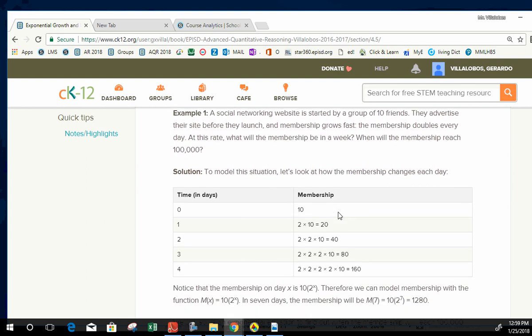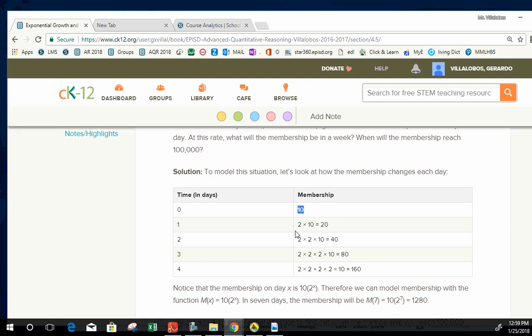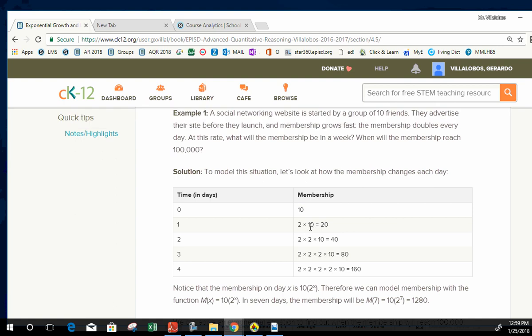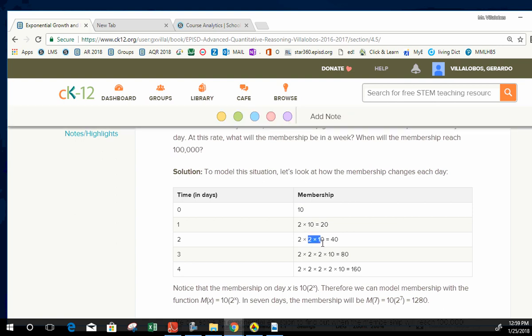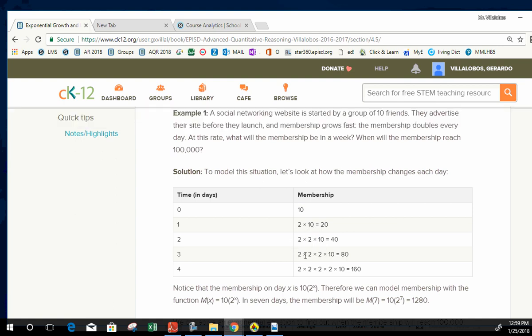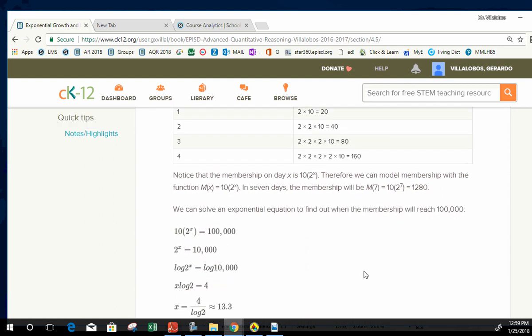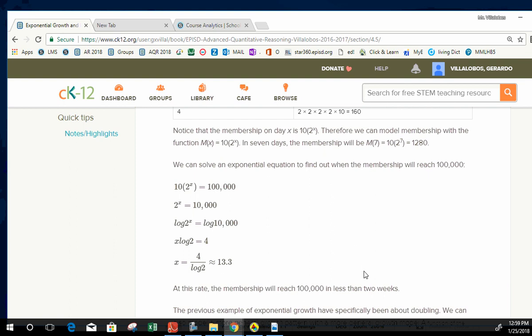Let's look. There's a social networking site. Row by row, the membership started with an initial value of 10, that's my a. Then each time it was 10 times 2. Then 10 times 2 itself was multiplied by 2, and 10 times 2 times 2 was multiplied by 2. So it looks like it's doubling each time. So here is our function. And to solve it, you just take the log of both sides and divide.